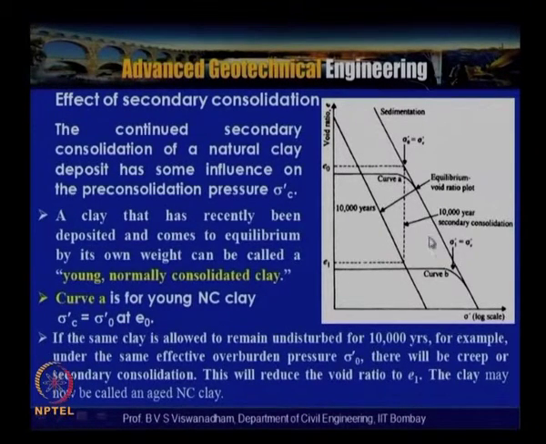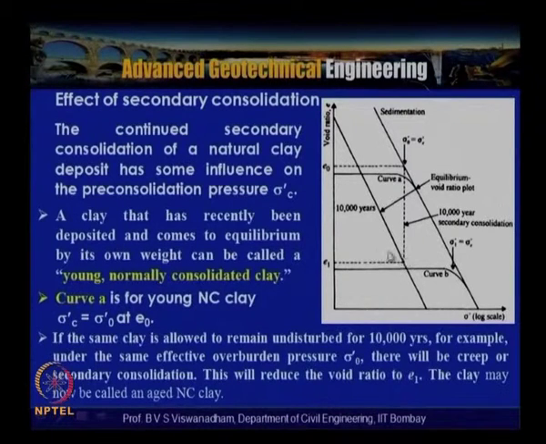If the same clay is allowed to remain undisturbed for about 10,000 years, for example, under the same effective overburden pressure sigma naught dash, there will be creep or secondary consolidation. This will reduce the void ratio from e naught to e1. Because of the creep effect, the void ratio reduces from e naught to e1. Here you can see the constant effective stress sigma naught dash, with no change, assumed for the 10,000 years, and then the void ratio changes to e1.